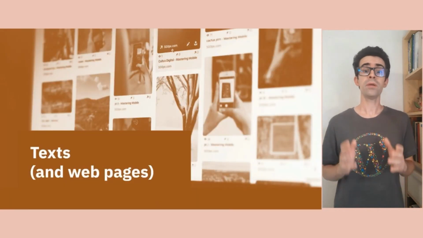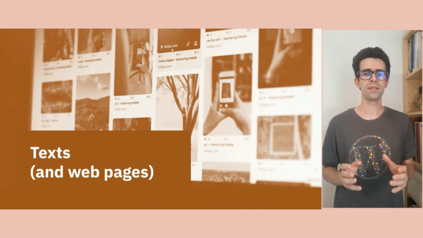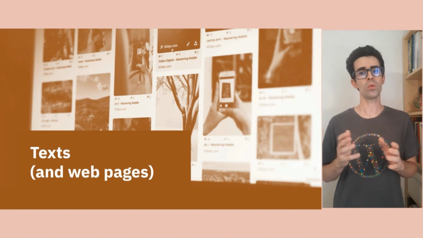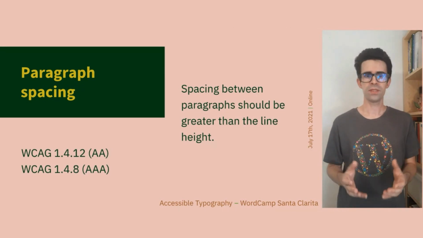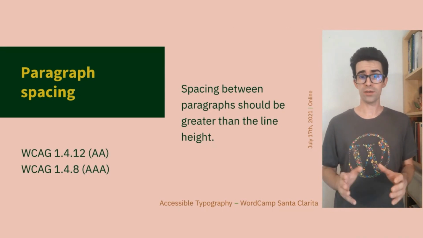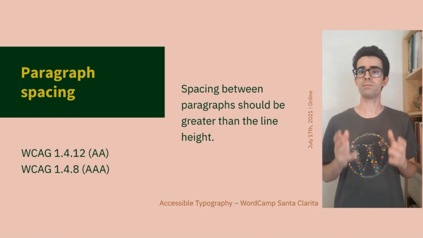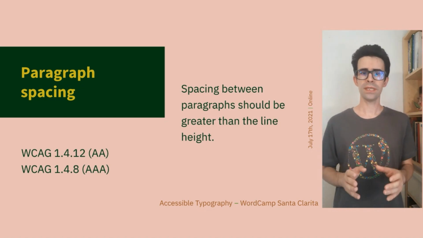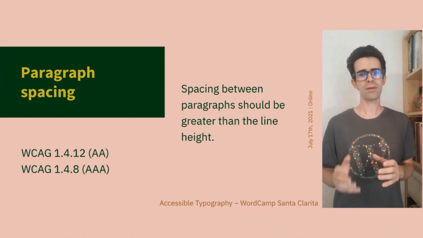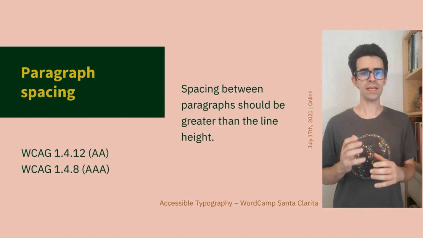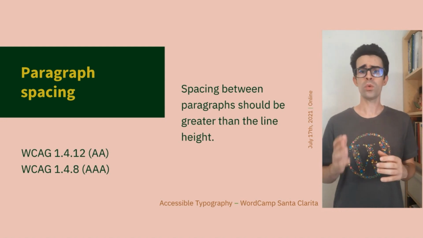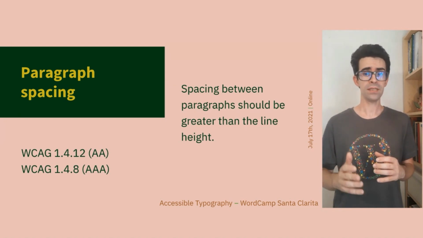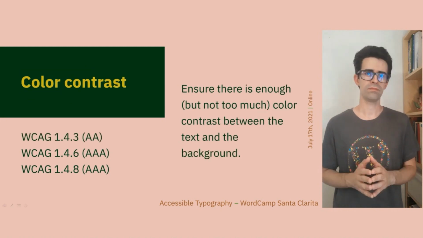Finally, let's have a very quick look at complete texts, which, for us, working with WordPress, are web pages. First, we have been talking a lot about paragraphs. Let's talk about paragraph spacing. The basic rule here is that spacing between paragraphs should be greater than the line height. There are a couple of guidelines setting explicit lower boundaries. If you go with at least 2 times the line height, you're probably going to be fine.